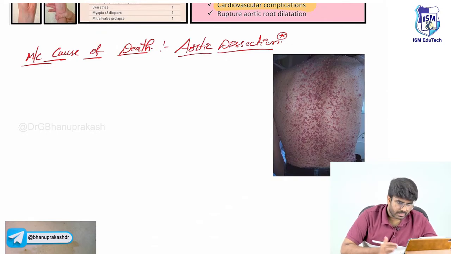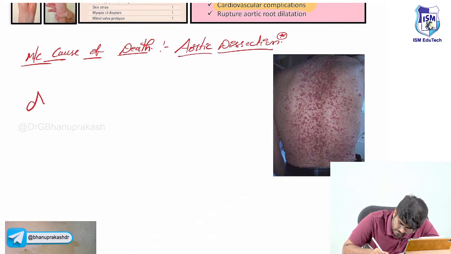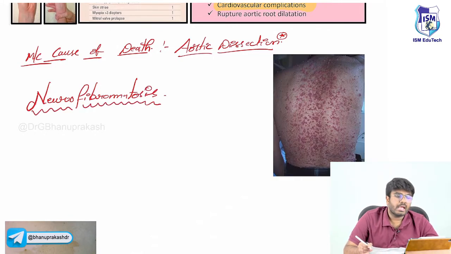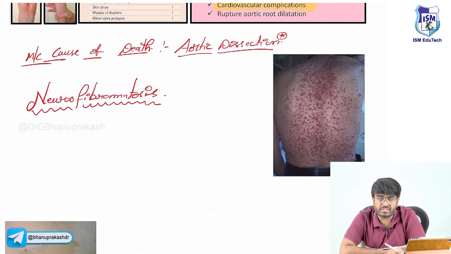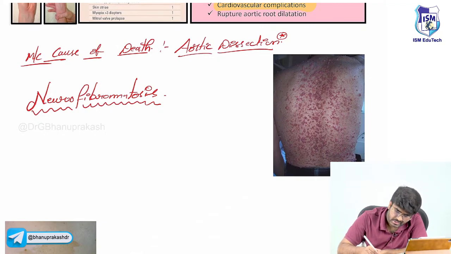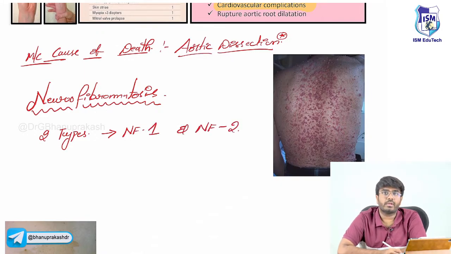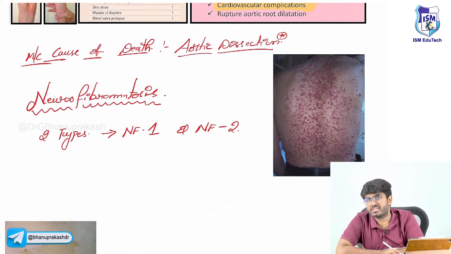So the next disorder which we are going to discuss is neurofibromatosis. Now, my question to you is, how many types of neurofibromatosis are there? There are two types: neurofibromatosis type 1 and neurofibromatosis type 2.